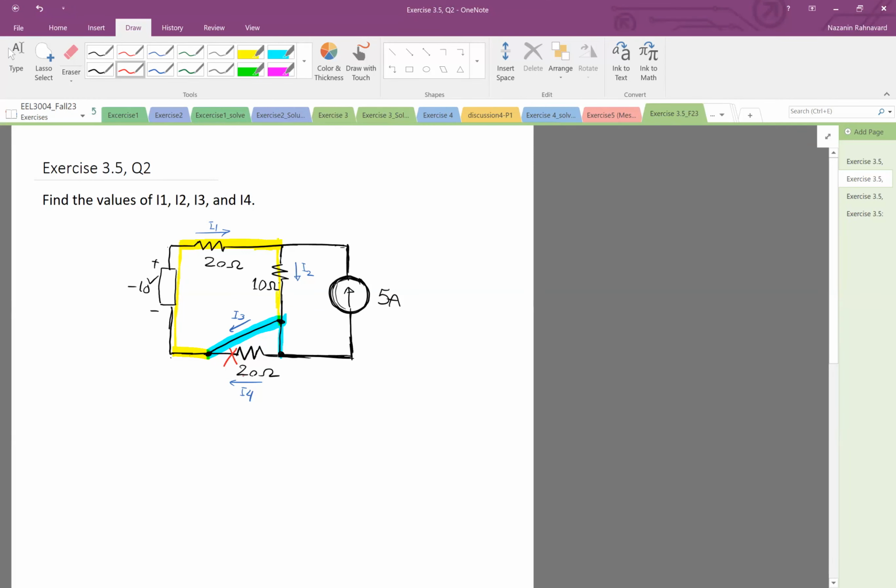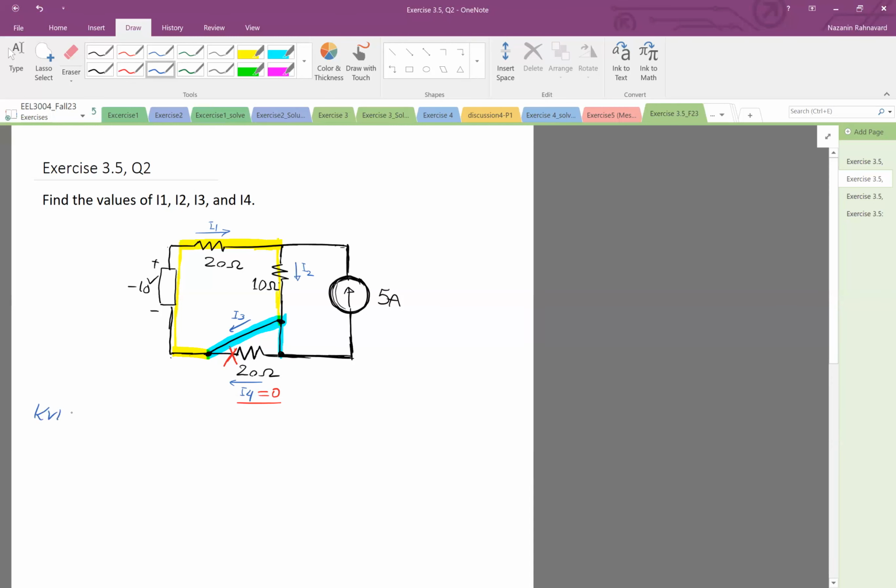So what would be the value of I4? The value of I4 would be, hopefully everybody sees, 0. The reason is that this resistor is short-circuited, as if it's basically disconnected. No current can go through that. The current would go around it. Or in other words, as we cross it, as if it's disconnected, so its current would be 0. So that was a very, very simple case. So I4 is 0.